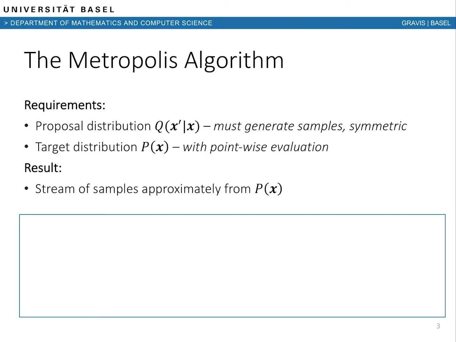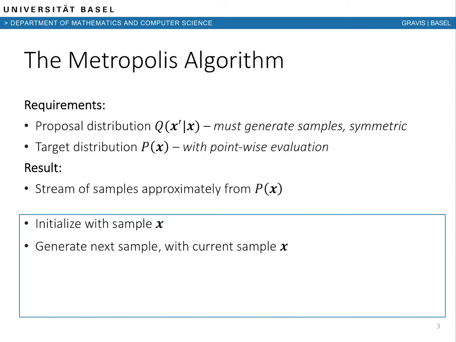The algorithm itself is very simple, so we can quickly walk through it. It starts by initialization. We just choose a value x to start from. Then the next step of the algorithm is to generate a new sample, always based on our current sample x. So we would draw first a sample x prime from our distribution Q, from our proposal distribution. And this x prime would be called a proposal. Remember, Q has to be simple enough to generate samples from it.